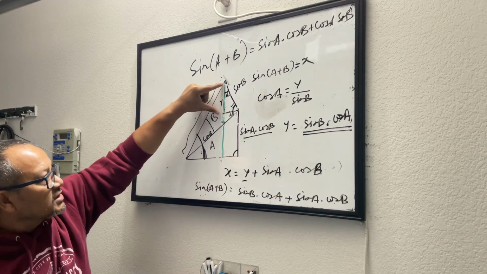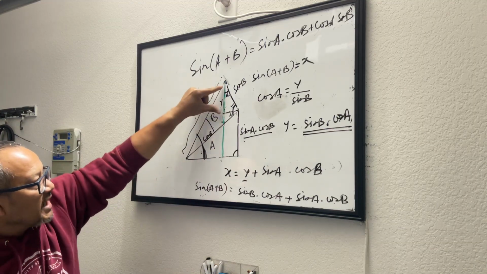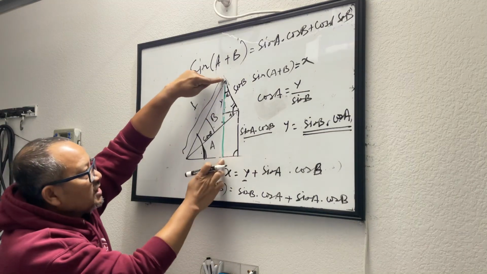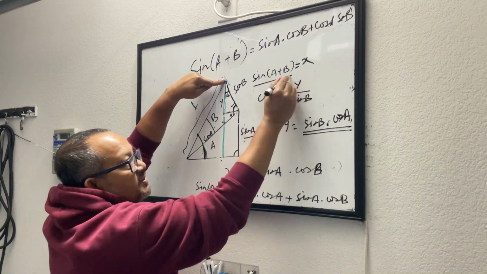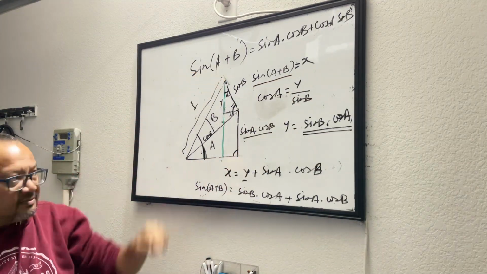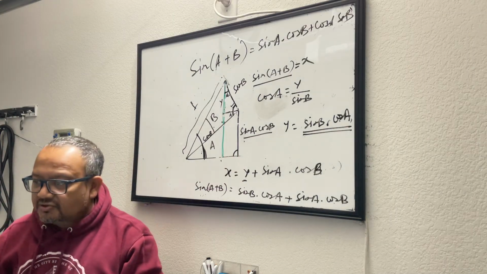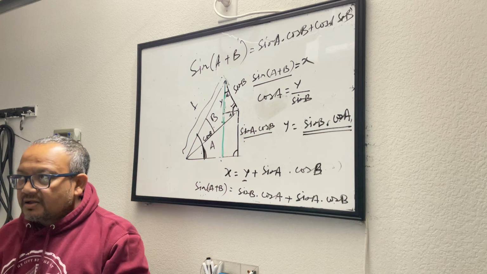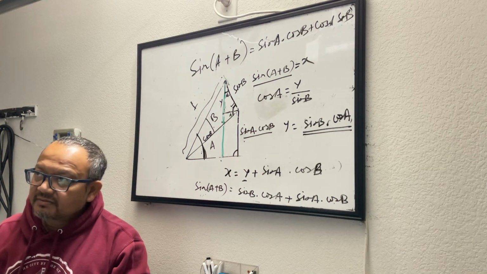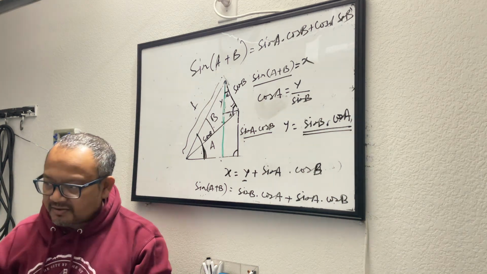So now we know this length and we know this length. We are just adding these two lengths, which will give me this total length, which is equal to sine of A plus B. So from that the formula came as sine of A plus B equals sine of A cos of B plus cos of A sine of B.